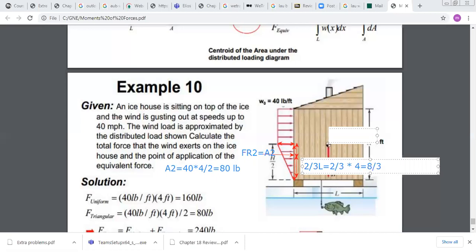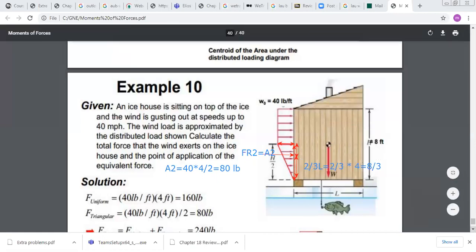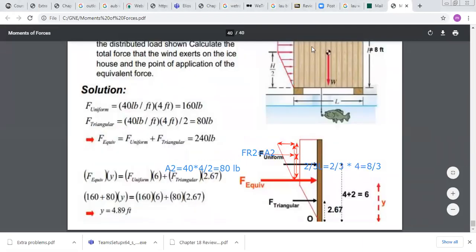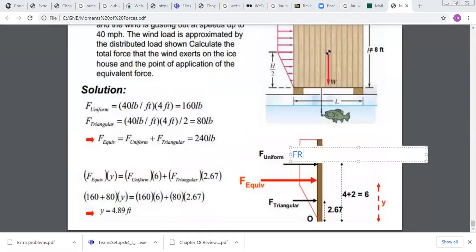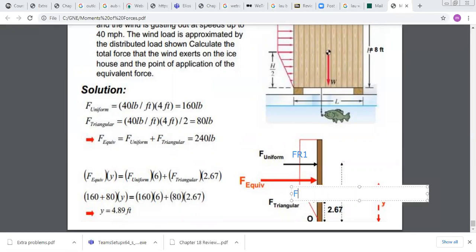So what we did until now, we have replaced our system by only two forces. Okay, so if I do a small figure here, I calculated the rectangular force. So this is F uniform, I call it. This is F resultant 1. Okay, and for the triangular force, I calculated F resultant 2, and I determined the location of the two forces. What is the next step? The next step is that I want to reduce my distributed load to only one force.